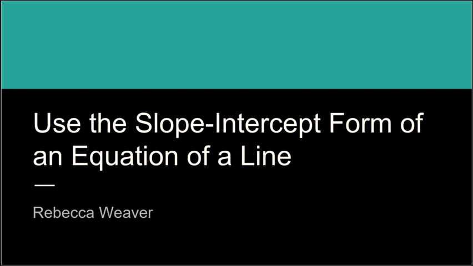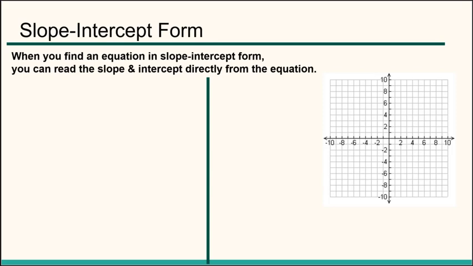We are going to use the slope-intercept form of an equation of a line today. We're going to be finding the slope, the intercept, and we're going to be graphing. So let's get started. When you find an equation in slope-intercept form, you can read the slope and intercept directly from the equation. It's my favorite way to look at an equation. If you tell me to graph something and it's sitting in this form, I'm super happy.